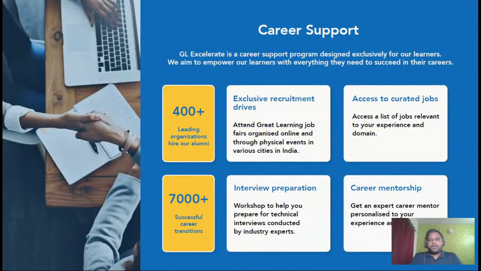I understand that career transition is not easy. That's where Great Learning provides GL Accelerate, a career support program, where we have tie-ups with more than 400 leading organizations who hire our alumni, and this is an exclusive career support program only for Great Learning alumni. You can see that more than 7,000 successful career transitions have happened to date, and this number keeps on growing.